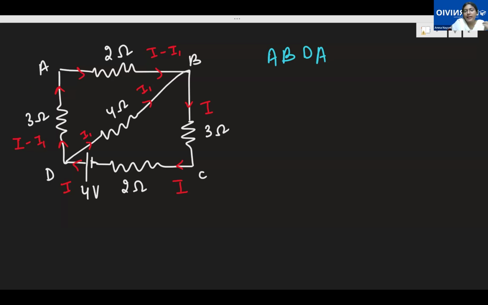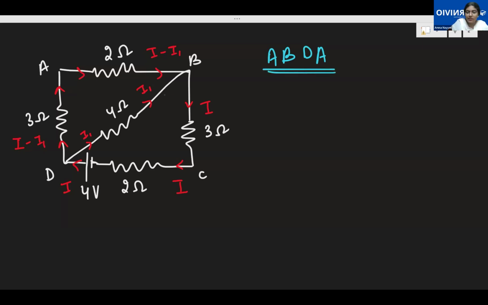Because if I write A to B, B to D, A, B, D, it looks like it's open. The circuit would seem as if it is open and not a closed loop. So in order to confirm that this is a closed loop that we are taking, the initial letter is rewritten. So the loop is A, B, D, A.